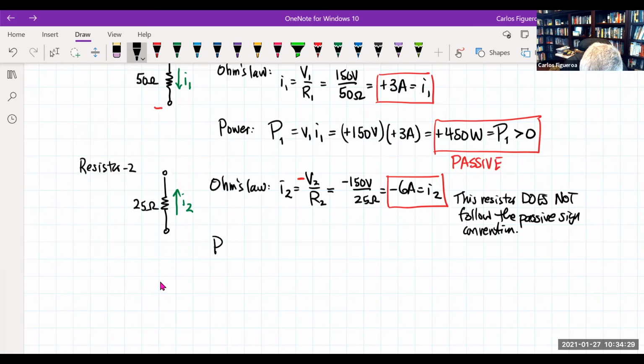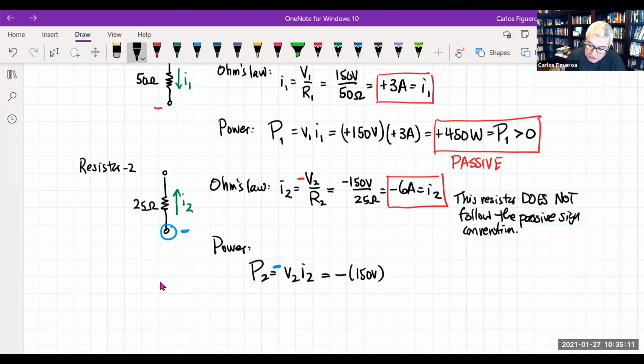Now, if I look at the power of this guy, the power is really what? V2 times I2. The very first thing that you want to pay attention to is the terminal that the current is entering. It's entering what? The negative terminal. So automatically, I have to put a negative sign there because it's entering the negative terminal. So then I come in here and I get a minus, and then we know that the voltage is 150 volts.